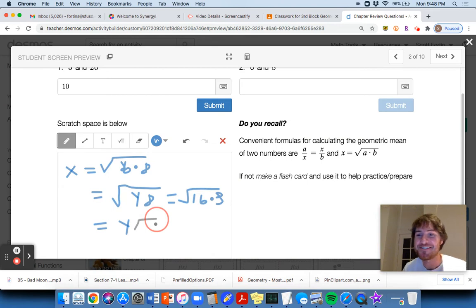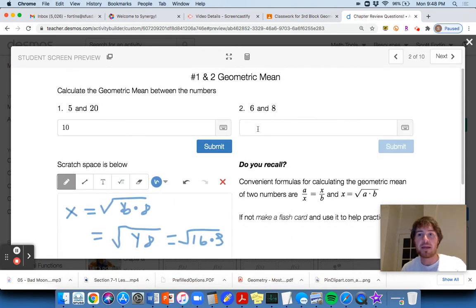And the Desmos is really slow. 4 root 3 is my answer. It looks like it's 1 right here. I don't want that. I want the 4 root 3. Okay, so I'm going to go ahead and put that in as my answer here. 4 root 3.